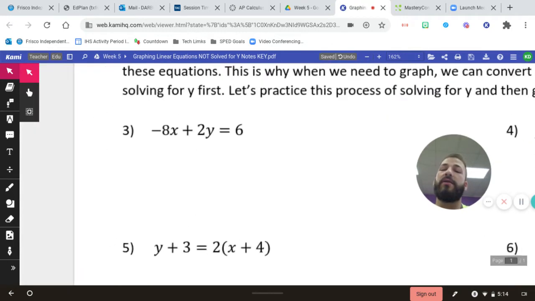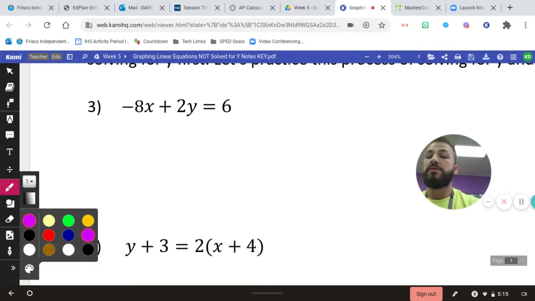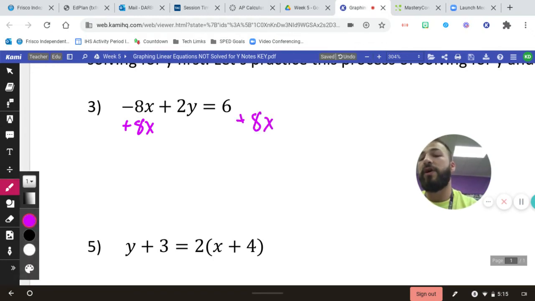So let's look at number 3. We have -8x plus 2y is equal to 6. If we want to solve for y, that means I want to get y by itself, which means I need to move everything else in the problem. So for this one, before I can get rid of that 2, I've got to move this -8x to the other side. To undo -8x, I'm going to plus 8x and plus 8x. It cancels out over on the left.